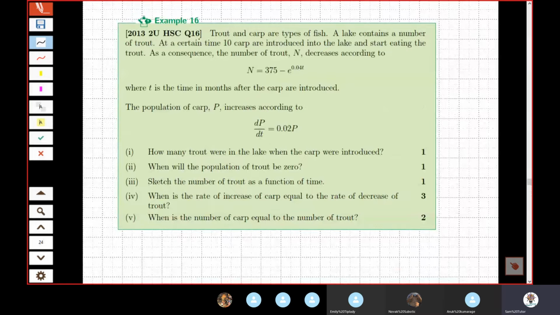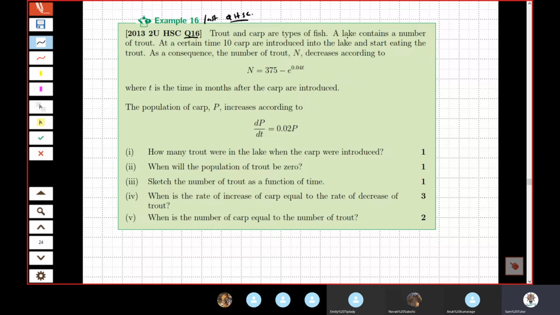Question 16 is the last question of the HSC. So last question meaning hard. It's meant to be hard. But don't forget, it was in the 2 unit, because this was a year 12 topic, but they brought it down to year 11 extension 1. So, yeah, it's hard. Let's just do it.